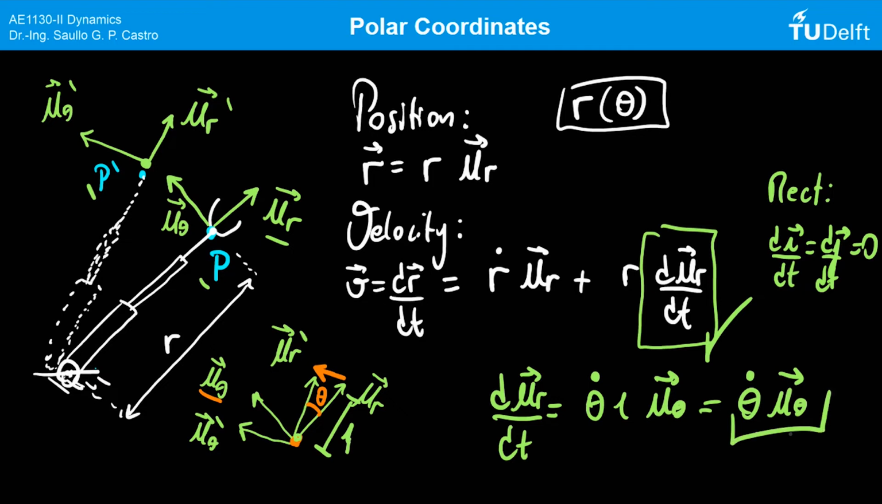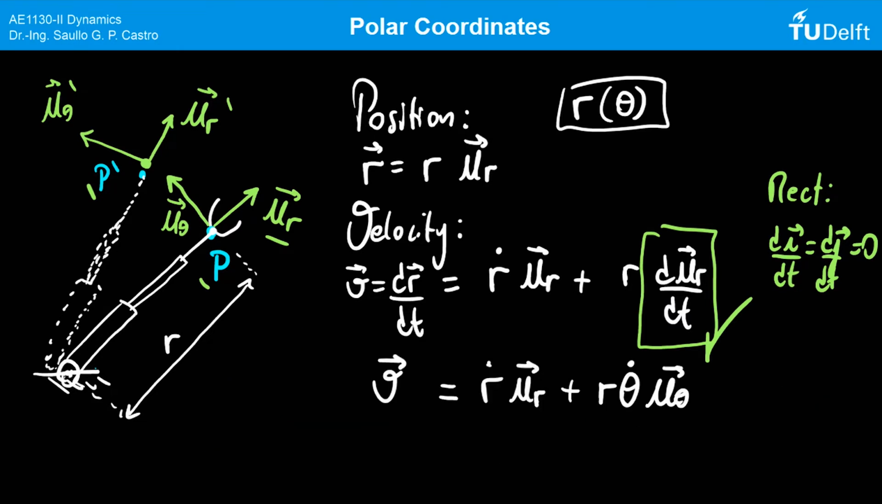So let's now replace this relation into our equation for the velocity. We end up with the relation shown here for the velocity, where we have a radial velocity and a velocity in the direction of theta.